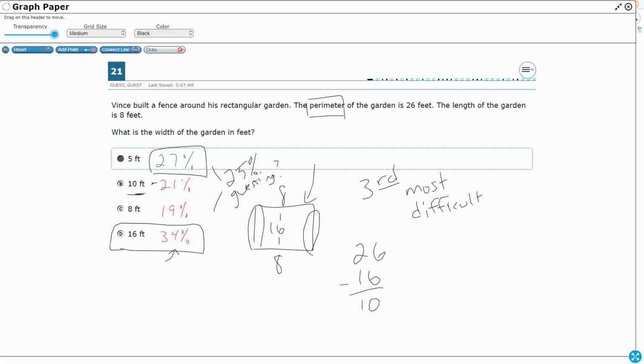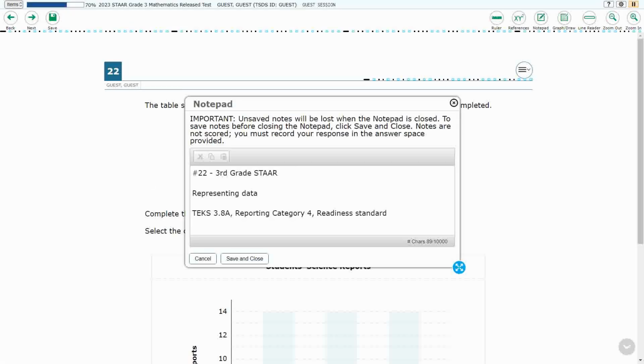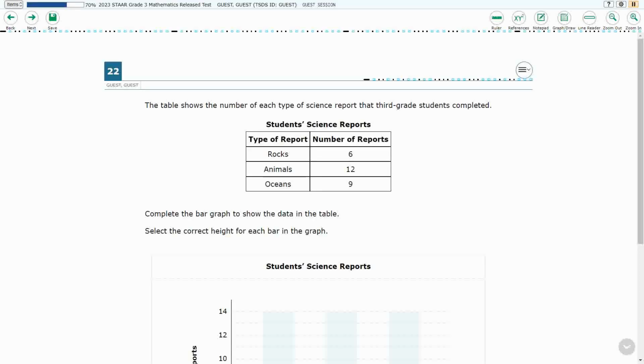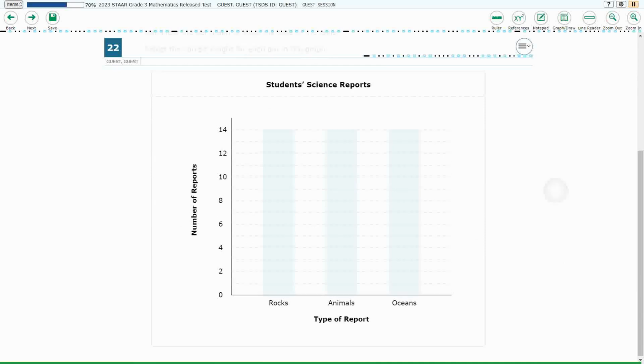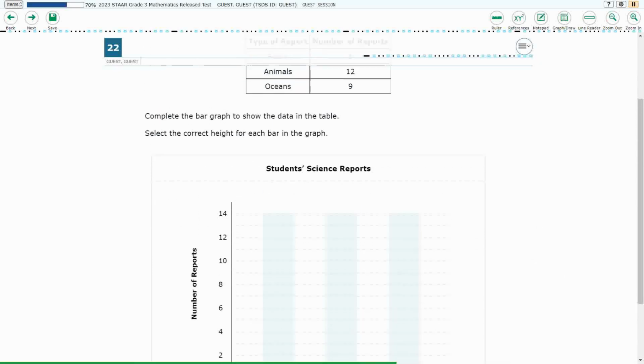For number 22, we are representing data. This is TEKS 3.8a, a readiness standard in reporting category 4. So we have a table here showing the number of reports, and they give it to us straight in numbers, not even tally marks. And we need to complete the bar graph here. And as you can see, all we got to do is click somewhere on the bar graph, and we can build it as high as we need to go. And so it's going to be pretty straightforward.